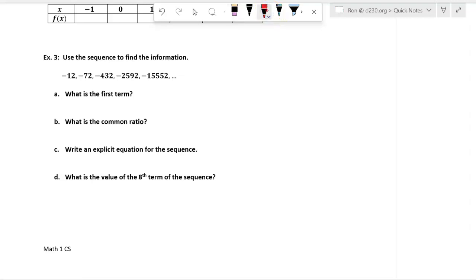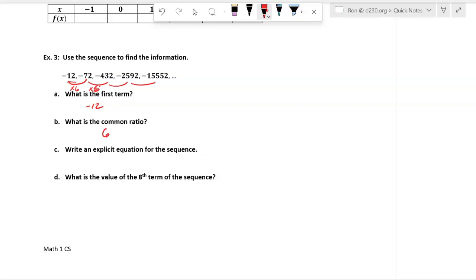What's your first term here? Well, my first term is negative 12. My common ratio is, what am I multiplying by each time here? Well, negative 12 times 6 gives me negative 72, times 6 would give me negative 432. So what's my common ratio? 6.